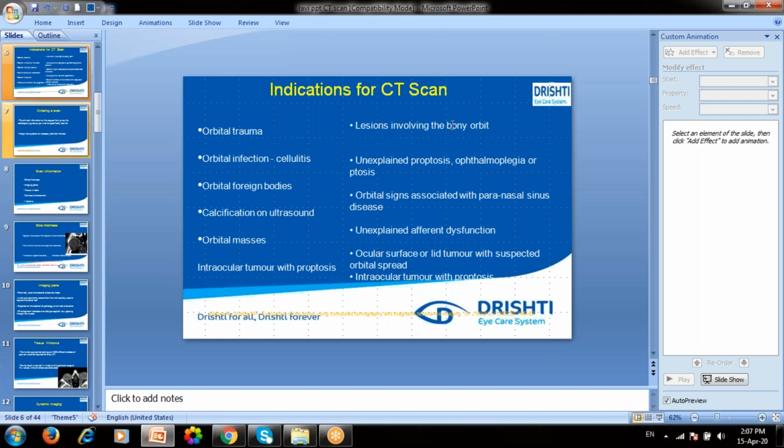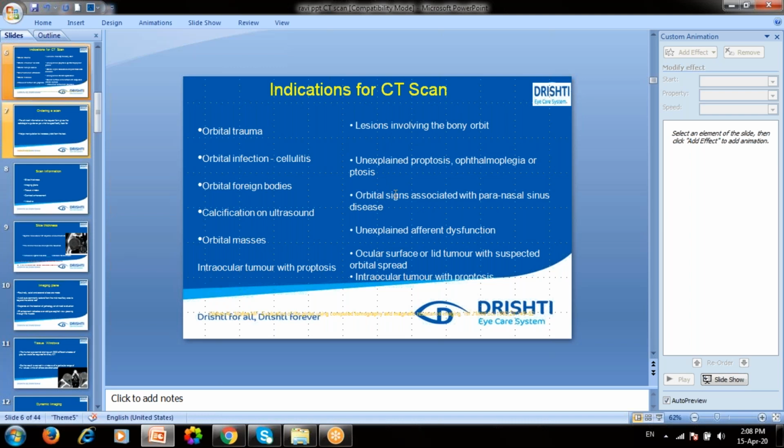Lesion involving the bony orbit. Any lesion involving the bony orbit, in that case we can send. Unexplained proptosis or ophthalmoplegia or ptosis. So proptosis or ptosis which, according to your clinical evaluation, doesn't match, it is not a simple ptosis. Sometimes you feel that it should not be there but it is there. So if you are confused, in that case we can send for CT.